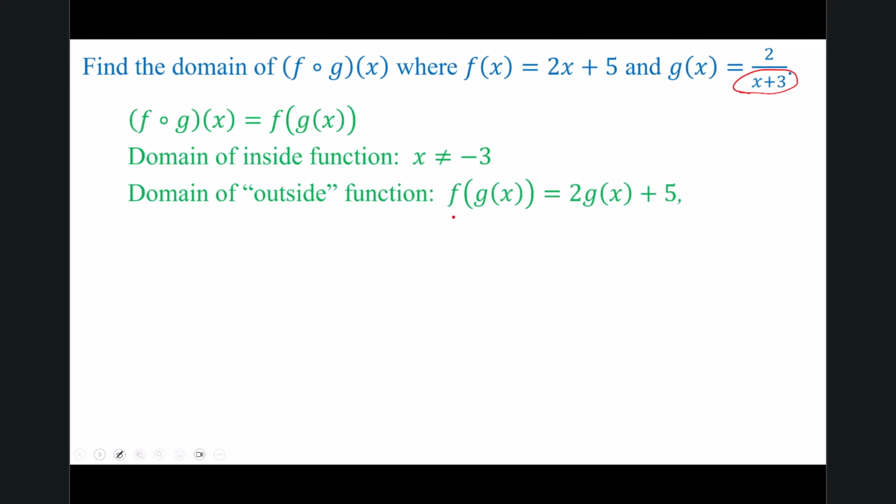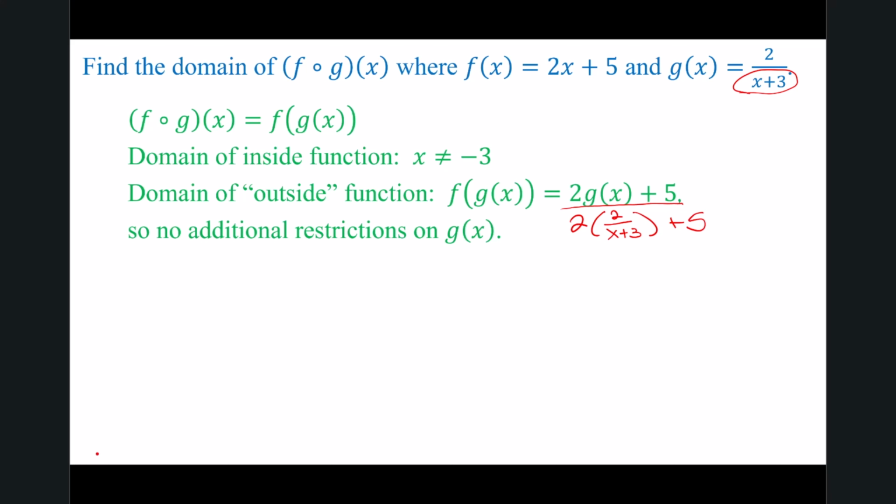The domain of the outside function, f of g of x, is 2 times g of x plus 5, and this is not going to give us any additional restrictions. So our domain is still just x cannot be negative 3. So our domain of f of g would be negative infinity to negative 3, union negative 3 to infinity.